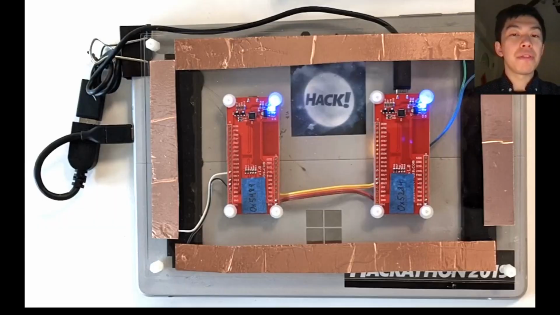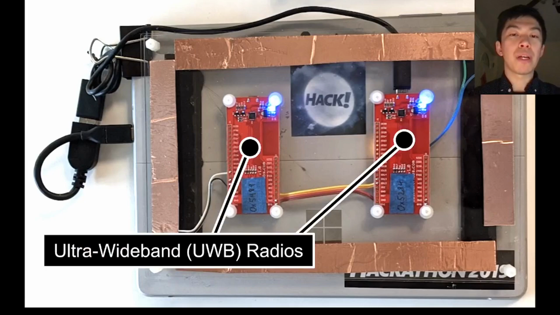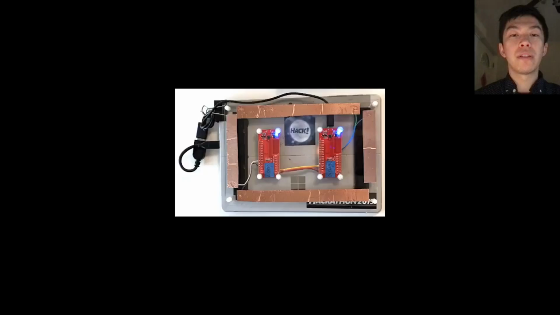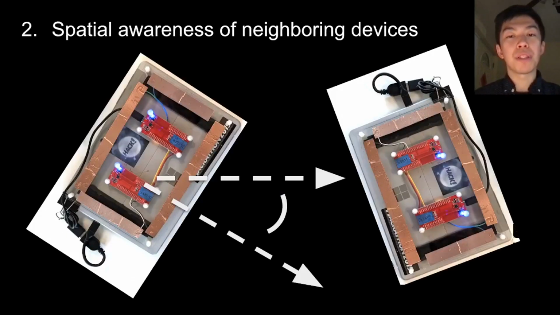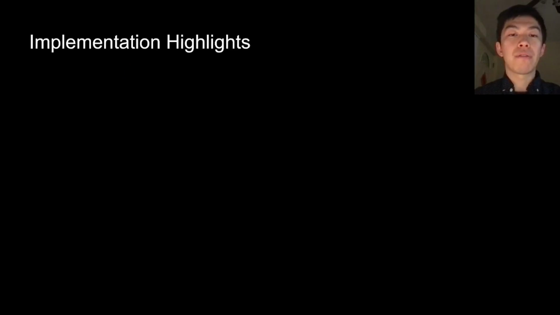We tackled both of these challenges by designing AdHocProx, which uses a dual ultra-wideband or UWB radio system that allows devices to form ad hoc network connections with each other for peer-to-peer communication, and enable them to have spatial awareness of neighboring devices, tracking their position and orientation. For full implementation details, please see our paper.